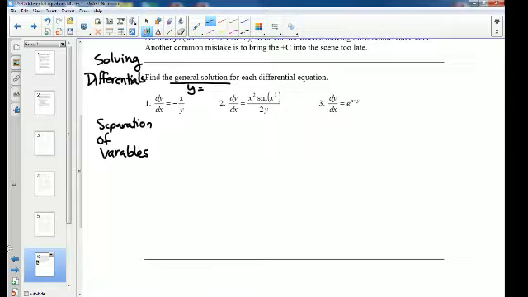So we would have all the x's on one side, and we would have all the y's on one side. We're separating those variables. So when we integrate, everything's nice and clean. Okay?